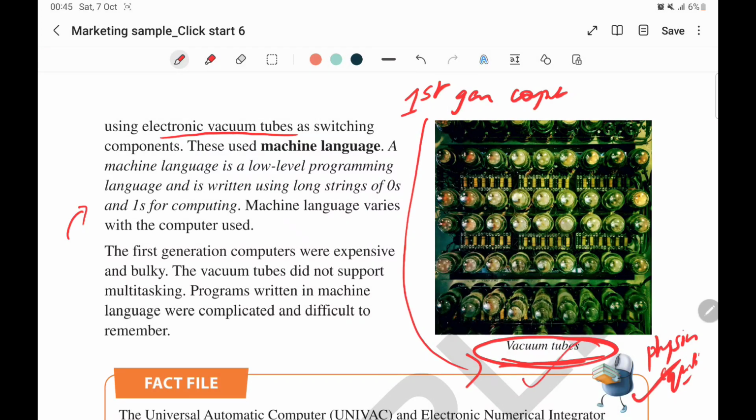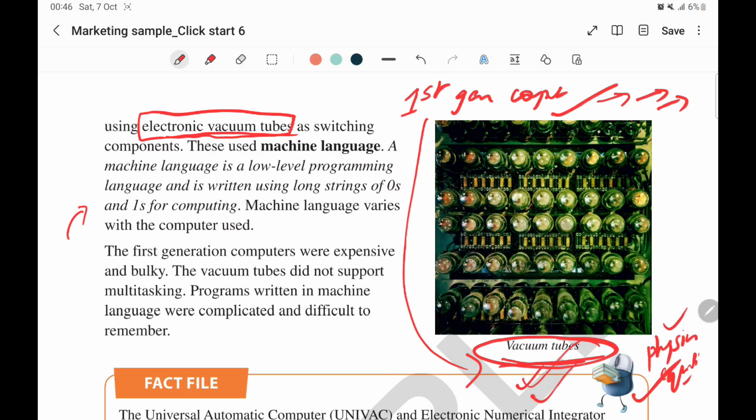How? Because vacuum tubes are a kind of switching component. Switch means to change from one mode to another mode, and so is the vacuum tube. It is a switching component. So by the help of this switching component, the electronic vacuum tube, the first generation computers were used to solve physics equations.